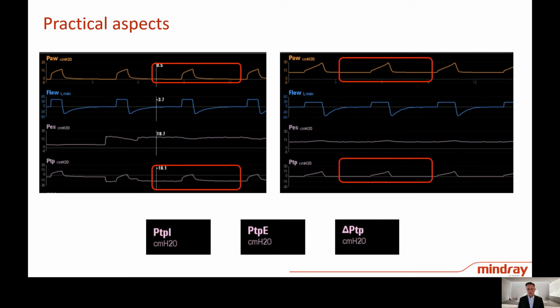We also have the option to directly measure the parameters. On the bottom, you see 3 parameters that can be shown. On the left, you see PTPI, the inspiratory transpulmonary pressure, PTPE, the expiratory transpulmonary pressure, and delta PTP, the driving transpulmonary pressure.